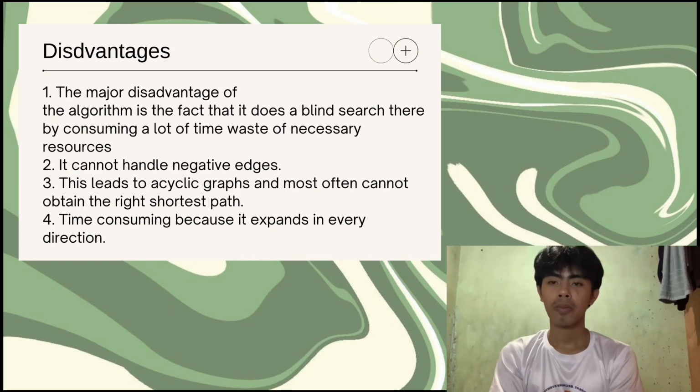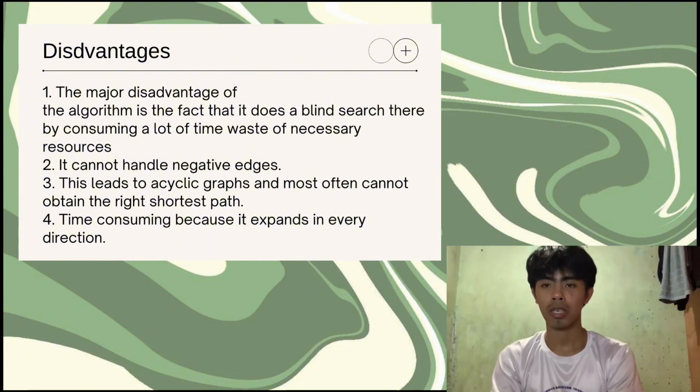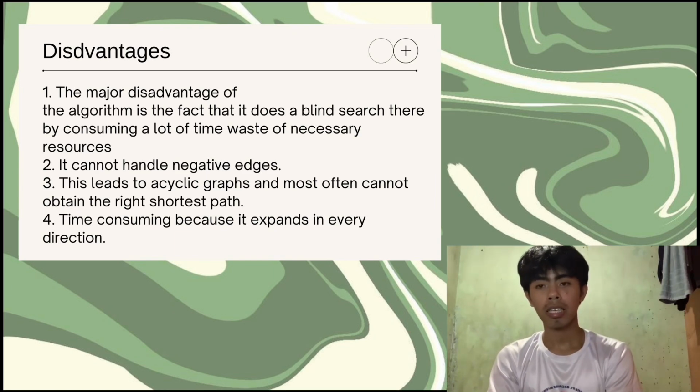And then the disadvantages of that is it is time consuming for the computer, because you need to travel each of the nodes before you get the shortest path, and it cannot handle negative edges. For example, you have a shortest path, but you need to travel in the mountain. So the advantage is it gives you a shortest path, but the disadvantages are it cannot handle negative edges and it is time consuming.